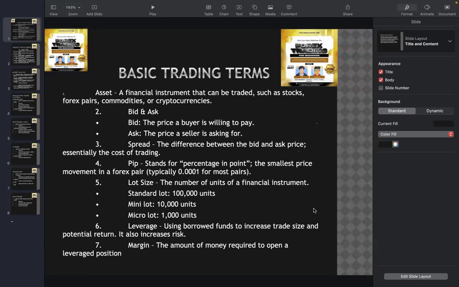It has the negative side and it has the positive side. The positive side is that if you are making money, you are making it bigger. And if you are losing, you are losing bigger. So that's just the ups and downs of leverage.